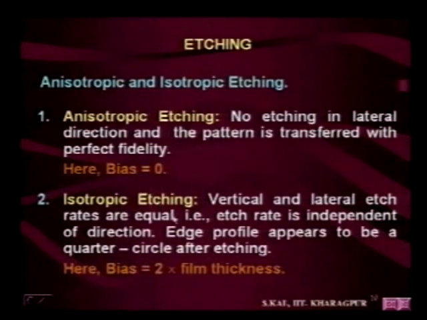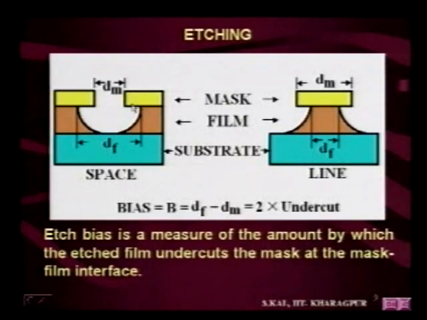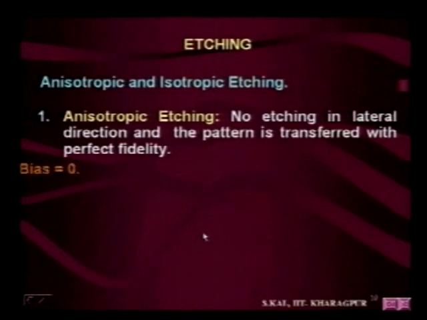You have seen in the earlier view graph that it is some type of semicircle, part of a circle, a quarter circle. If you look here, this is a circle point, so it is part of a quarter circle. This side similarly has a point here, so it is a quarter circle. So that is the undercut, and that undercut will be equal to the thickness of the film. So these are isotropic and anisotropic etching.